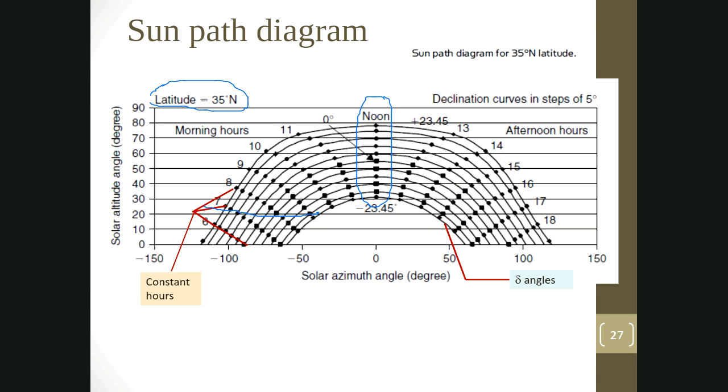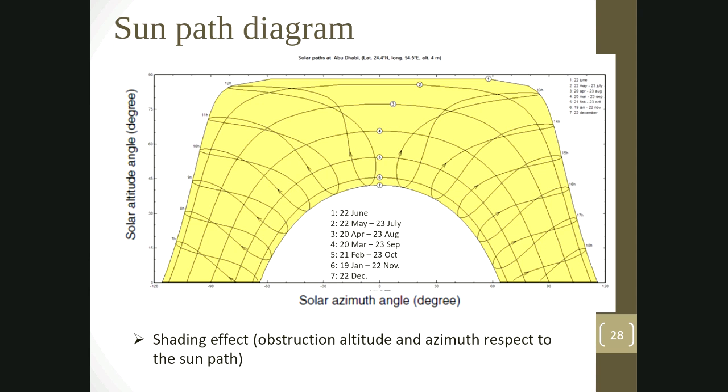For example, here you can see this one more. This is the altitude. The altitude is also drawn for certain days. For example, this is at 22 December. Then I have 19 January, 21 February, 20 March, 20 April, 22 May, 22 June. I'll go by pointer, starting again here: 22nd of December, 19th of January, 21st of February.